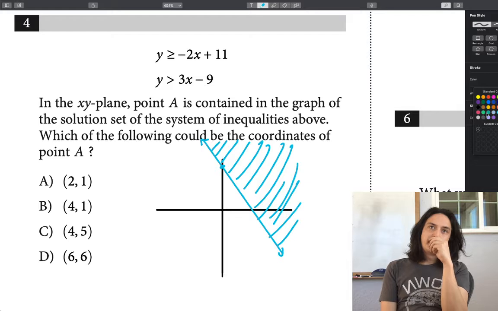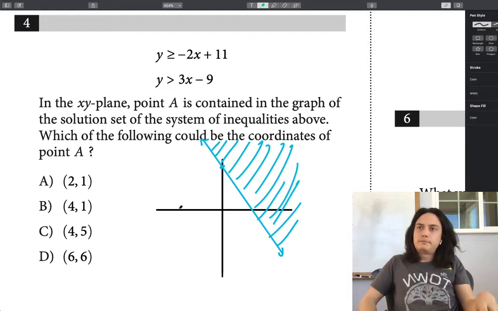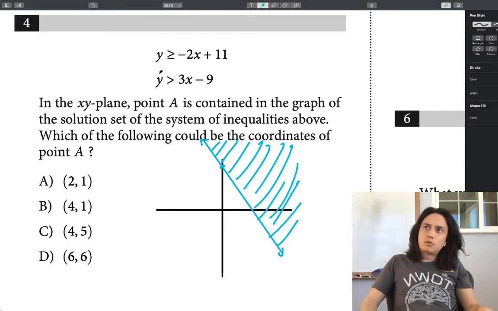All right. And then for green, I'm going to go y is greater than 3x minus 9. So again, I'm going to start with this y-intercept. Minus 9 is way down here. And this is going to go up steeper, 3x, like that, sure.